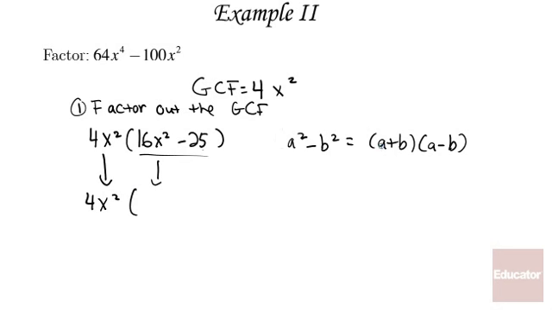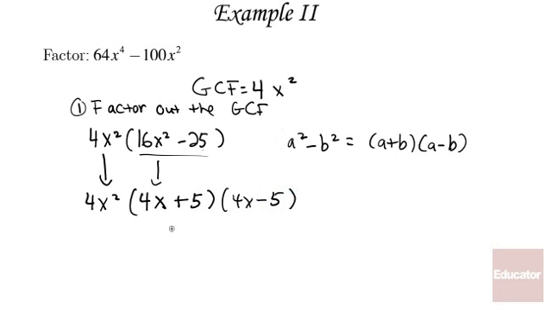And I need to find a, so the square root of 16 is 4. The square root of x squared is x. So a plus b, square root of 25 is 5. And then a minus b.